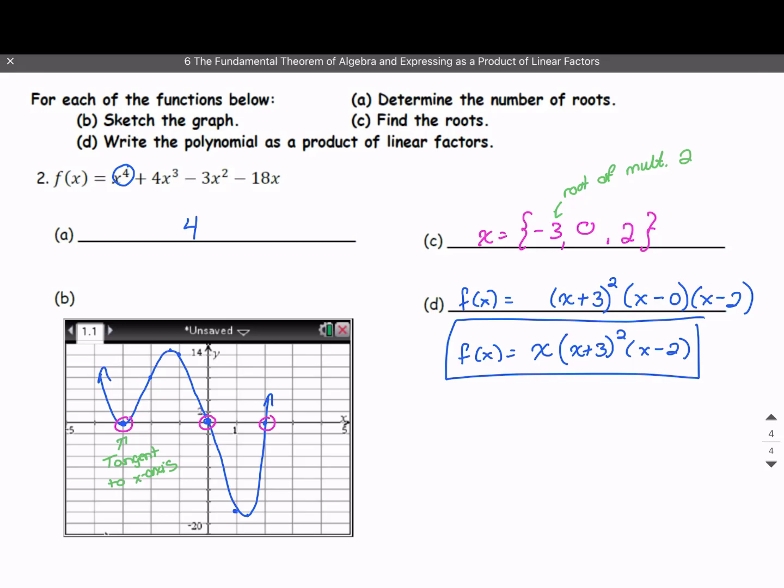All right, so this is where we're going to end today. So we summed up a lot of our notes. Every polynomial of degree n has n roots, and every polynomial can be factored.